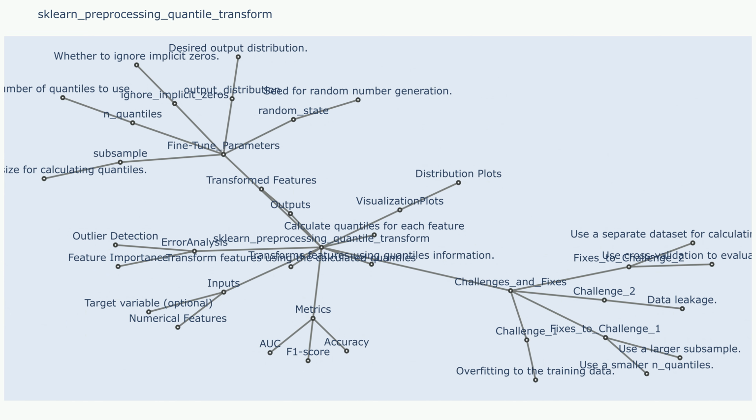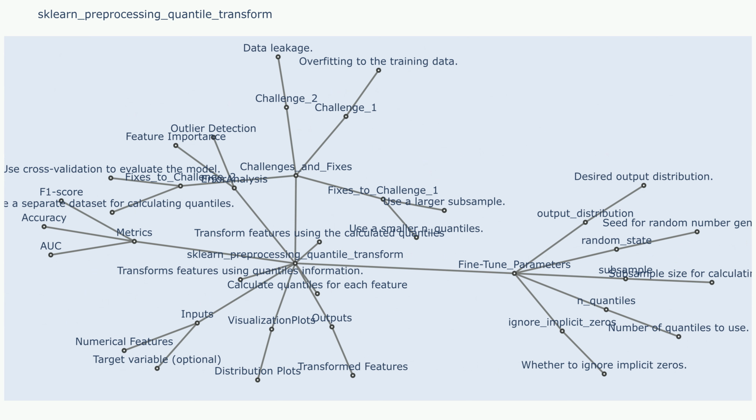Metrics. Distribution similarity: the success of the transformation can be evaluated by comparing distributions of the original features and the transformed features. This can be done visually with histograms or by using statistical tests like the Kolmogorov-Smirnov test. Model performance: the effect of the transformation on the performance of your machine learning model can be measured by comparing its performance on the original data with its performance on transformed data.